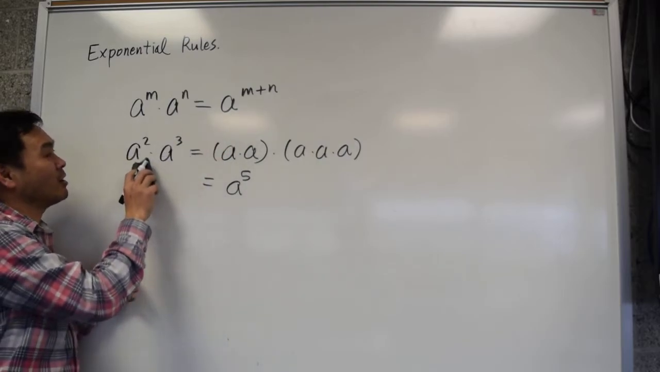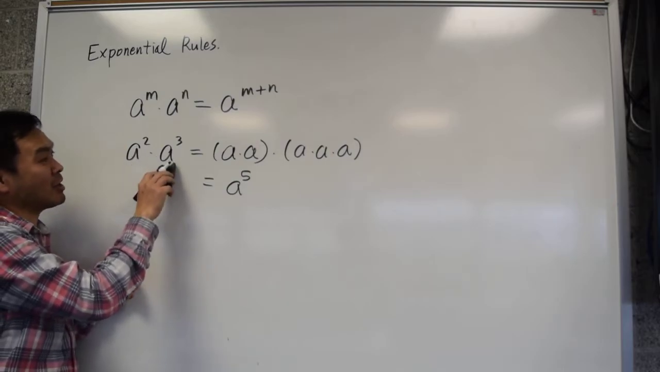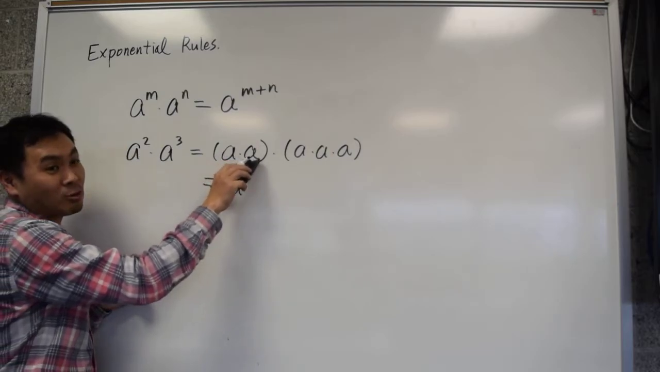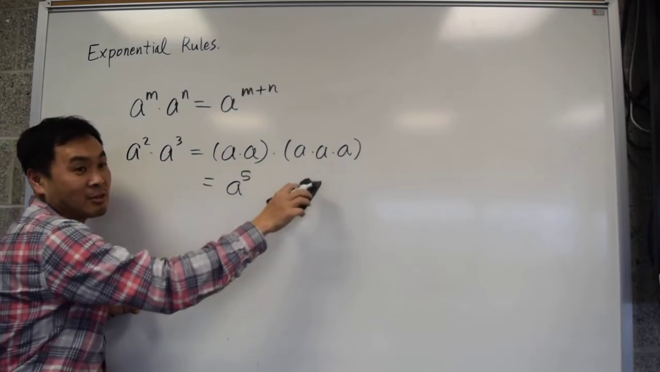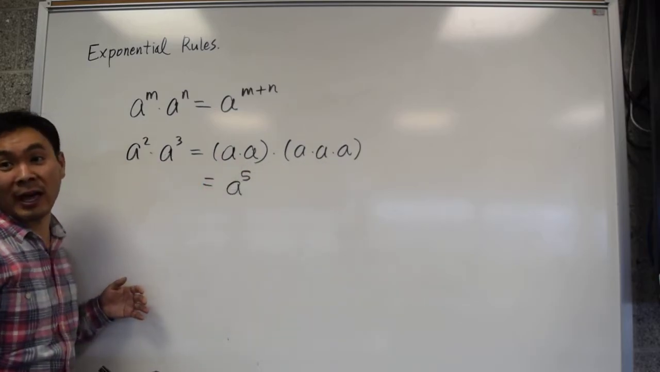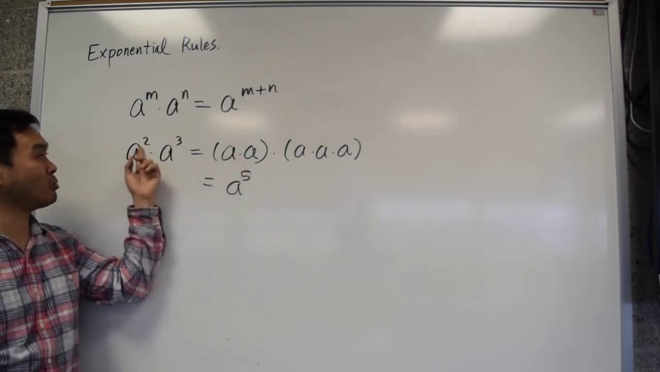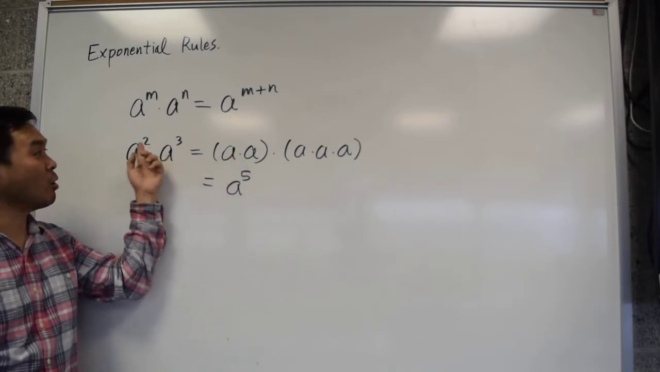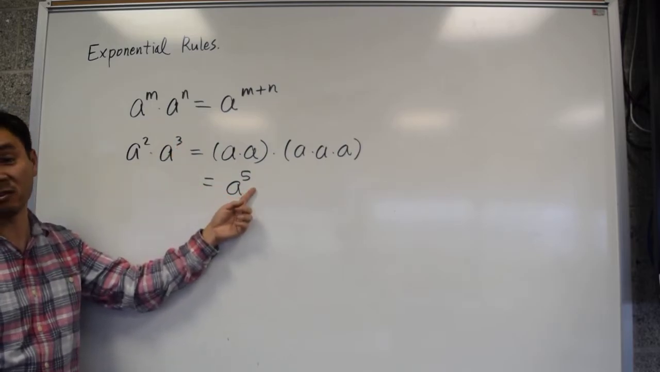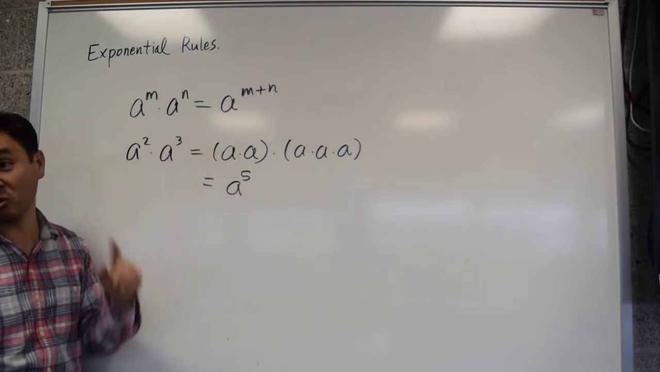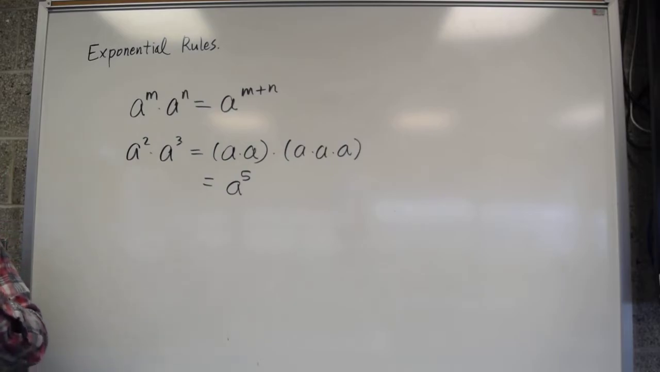You just say, oh, look at this example. A squared times a cubed. A squared is you multiply a twice, and you multiply a 3 times. And look, how many times did you multiply a? 5 times. And look what happened. Because you multiply a twice and you multiply a 3 times, overall it's 5 times multiplied. So that's a to the fifth. That's why this rule is true. Good? All right.